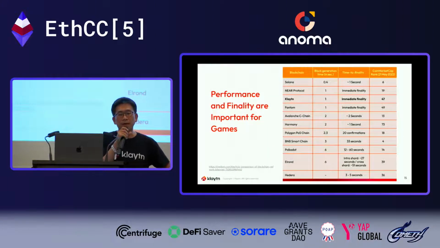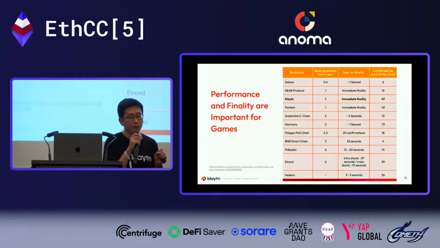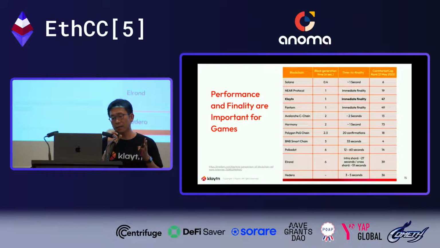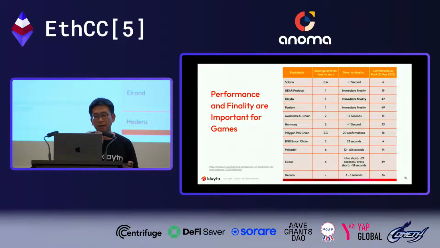I want to emphasize again about performance and finality, because these are key requirements from the Web2 games. We summarized the block generation time and the time to finality among different chains, layer 1 chains, layer 2 chains, from Solana to Hedera Hashgraph. And again, these days the chains are high performing, and they are saying their block generation time is short, and they provide immediate finality or a short finality.